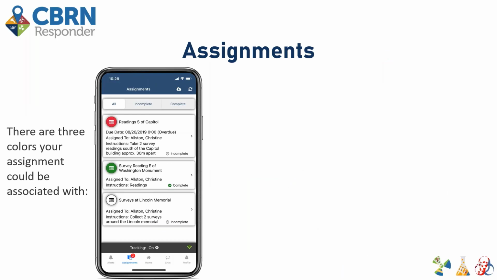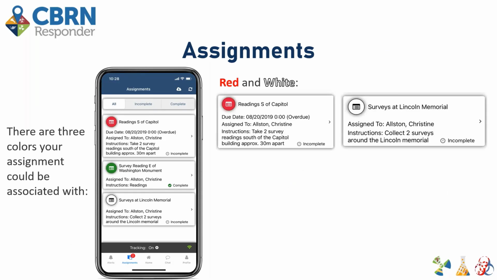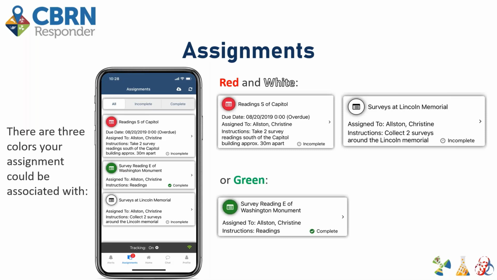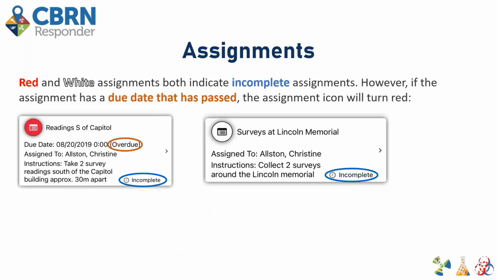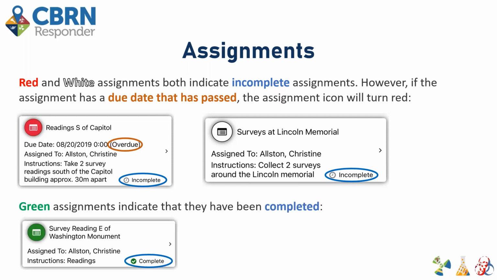There are also colors that your assignment could be associated with. So if you see red or white, that indicates that it's incomplete. And if you see green, that indicates that it has been completed. Now the red and white is going to be determined by if there's a due date or not. So while both of these assignments are incomplete, only one is considered overdue because a due date was assigned and I did not complete it in time. And green indicates that they have been completed regardless.